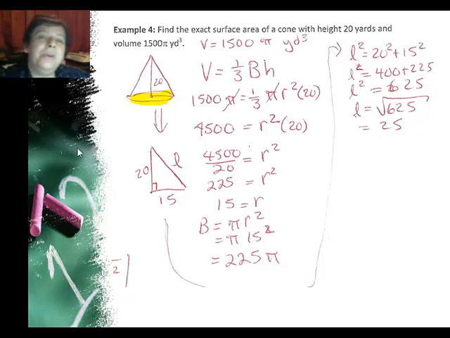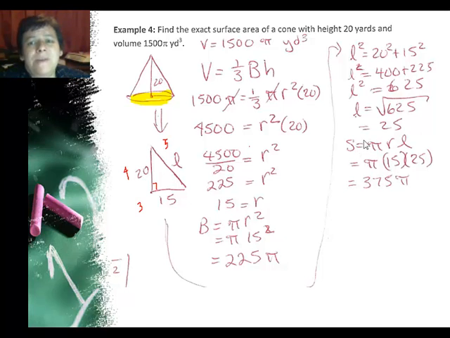Now, if you were alert, you might have noticed that this is a Pythagorean triple. If you go 3, 4, 5, 3 here, 4 here, and then 5, what do I have to multiply 3 by to get 15? Well, I have to multiply it by 5. 4 times 5 is 20. So 5 times 5 gave me the 25. So you could have saved yourself a little work if you recognize the Pythagorean triple.